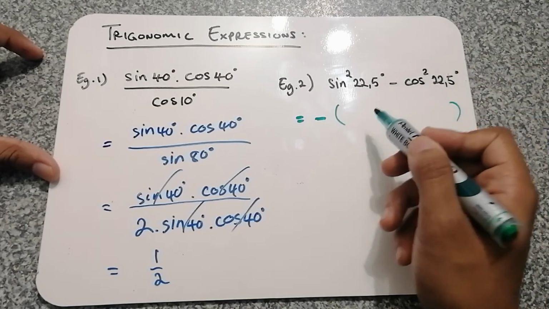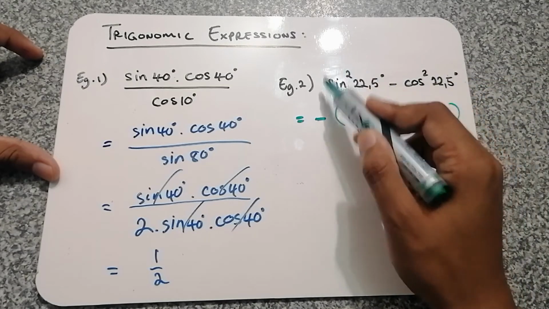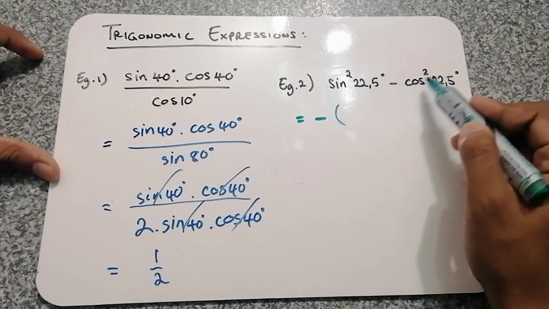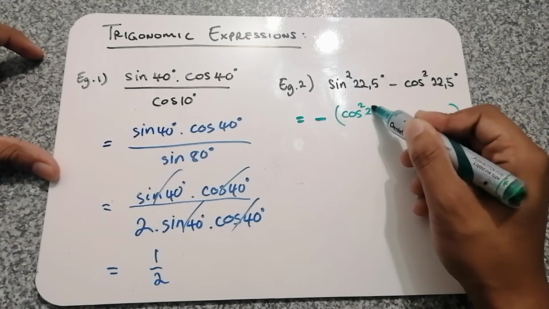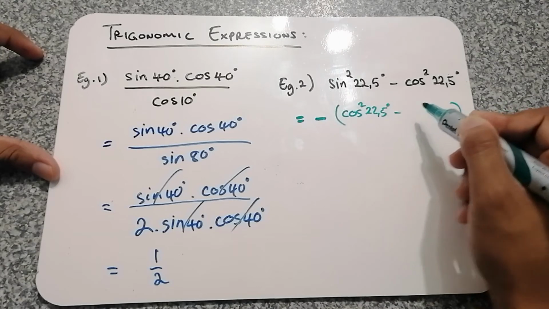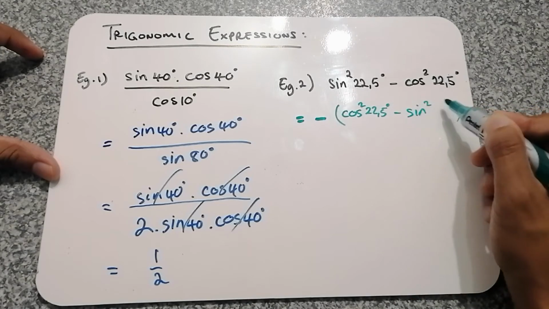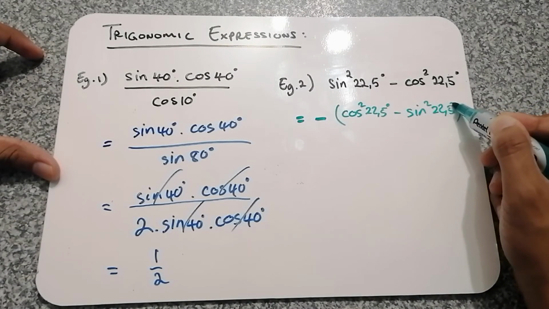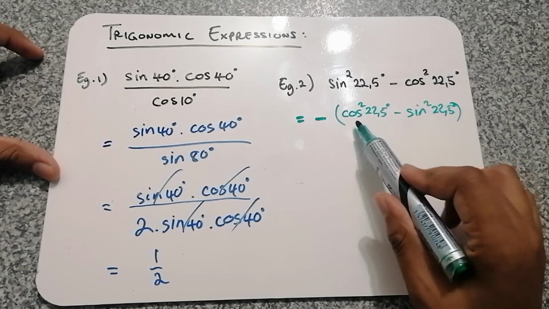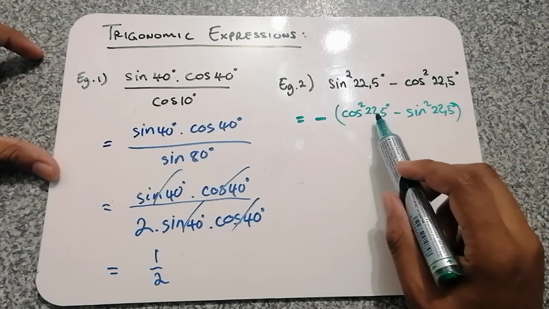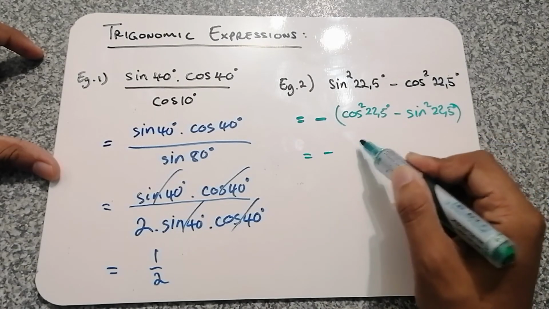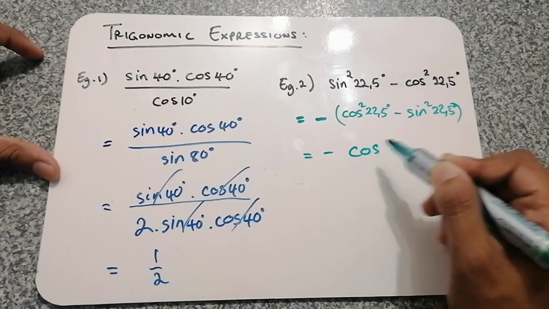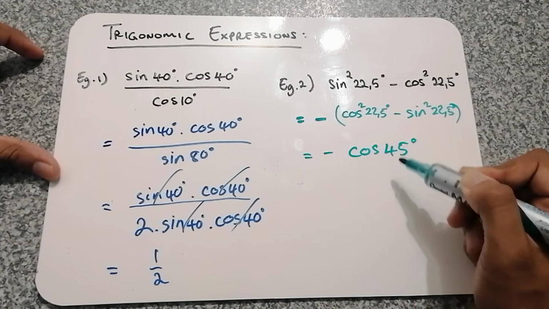Okay, so I'm basically factoring out a negative to change this to a negative and that to a positive. So cos squared becomes positive and sine squared becomes negative. And now I have it in the correct order. So now I can say this is a double angle. And so 2 times 22.5 degrees is 45 degrees. So this is simply cos of 45 degrees.